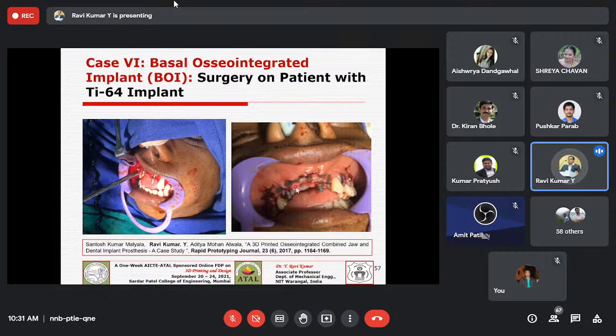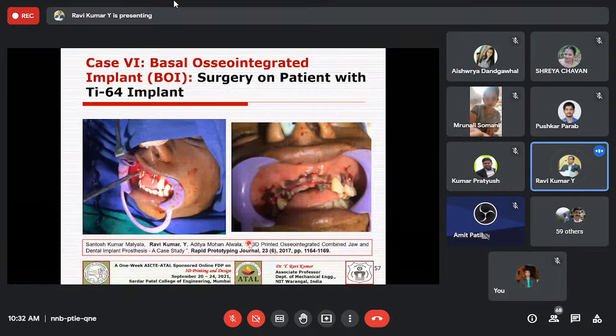So the crown and the teeth will be fixed, and this we have published in Rapid Prototyping Journal, one of the prestigious journals in this area. If you are interested in this case study, you can refer to this article.